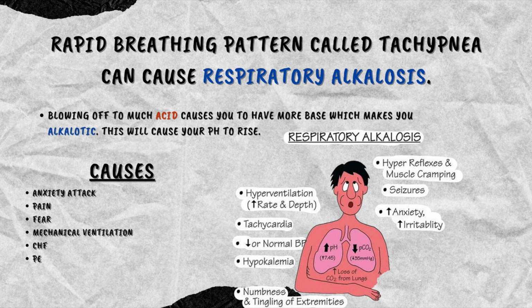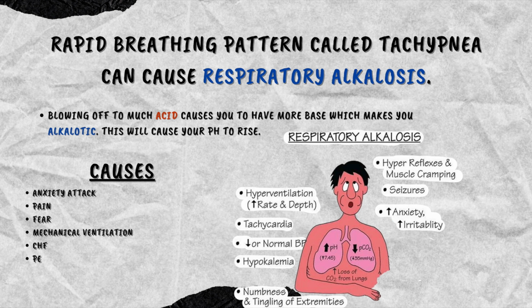So a person that's breathing rapidly is tachypneic. So this could cause respiratory alkalosis. And it's going to cause that because we're doing what? Breathing fast, blowing off too much acid, and now we're going to have more base than we do acid. More base means alkalotic. And what's this going to look like on your pH? You're going to have a higher pH because more base is a higher number on the pH scale, right?